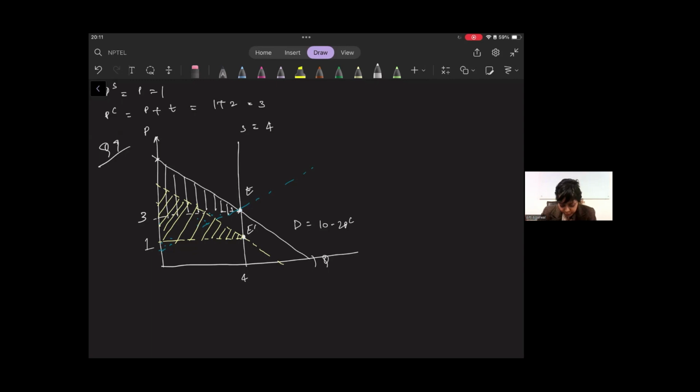Yes, I'm sorry. My diagram has gotten really messy. That's why I'm getting confused. I will just redraw the diagram and maybe check in an hour, half an hour, or something. I will post the solution again. Let me just come back to you on this question. But I think other than this part, this confusion is arising because this supply curve is different.